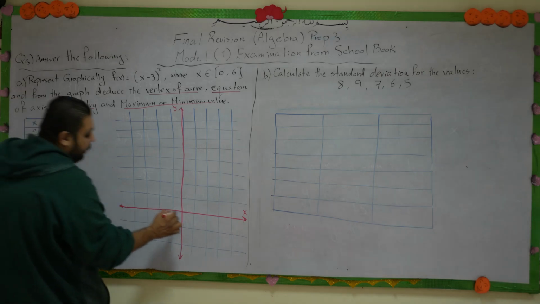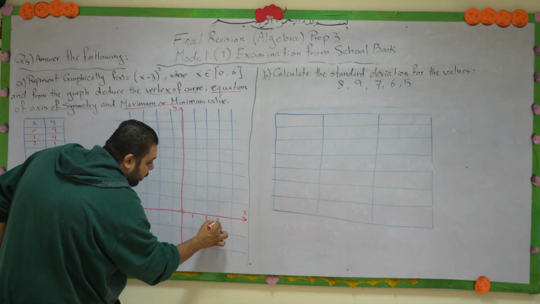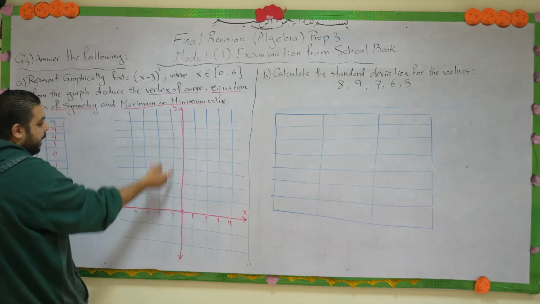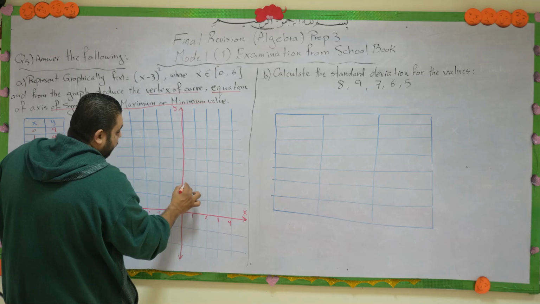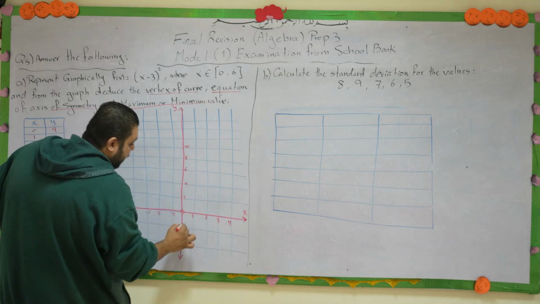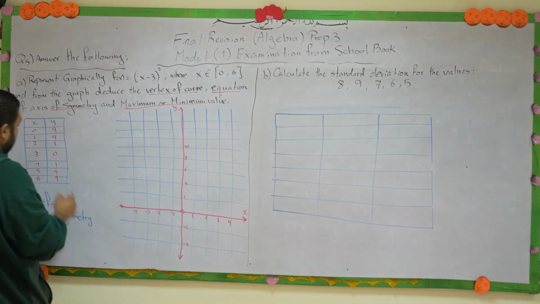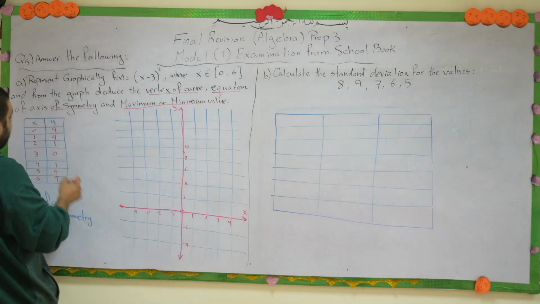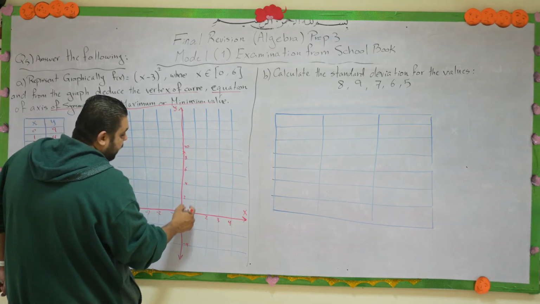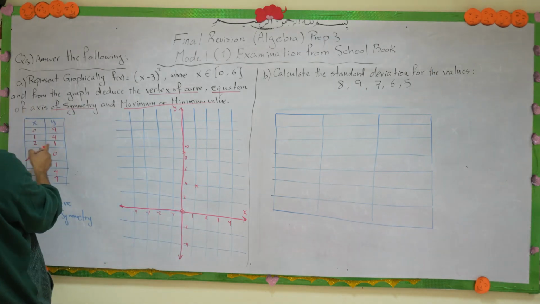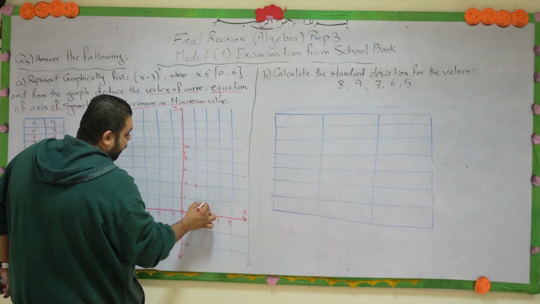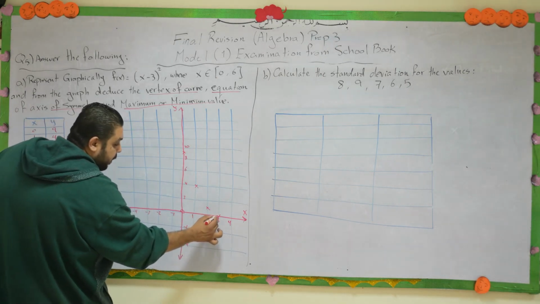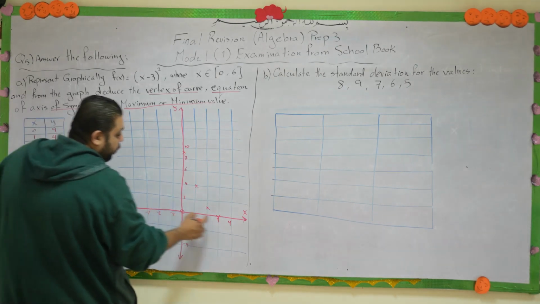0 and 9. Now first of all, on the x-axis 0, 1, 2, 3, 4, negative 1, negative 2, negative 3, negative 4. And the y-axis up, I can take it 2, 4, 6, 8, 10. For 2 and 1, go to the x 2 and up to the 1. 3 and 0 will be here. 4 and 1, go x 4 and up to 1.